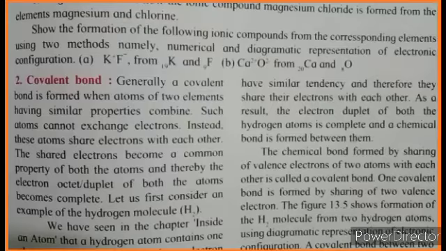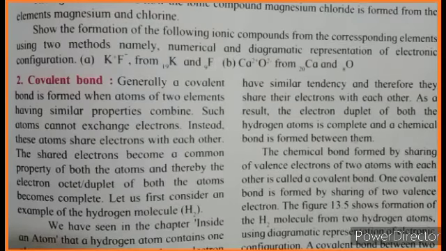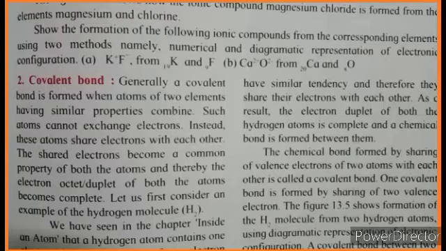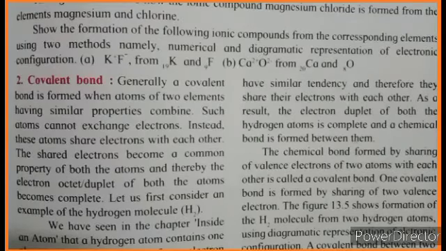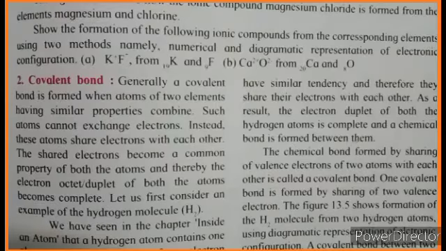Covalent bond. Generally, a covalent bond is formed when atoms of two elements having similar properties they combine. Such atoms cannot exchange electrons. Instead of this, these atoms share electrons with each other. And because of sharing of electrons, they form some bonds in between them, and these bonds are called as covalent bonds.